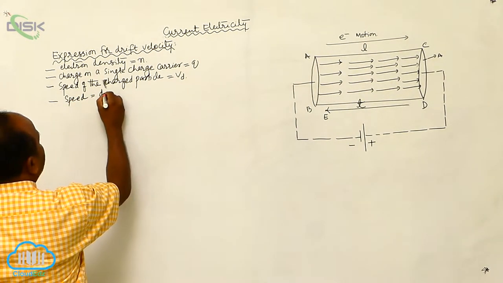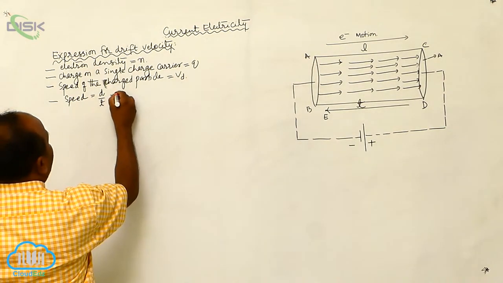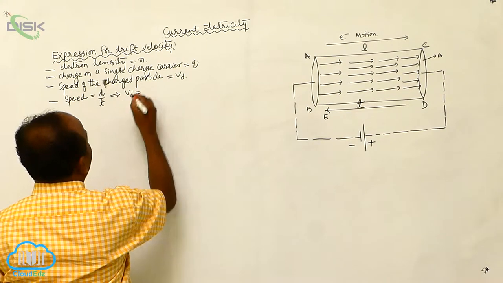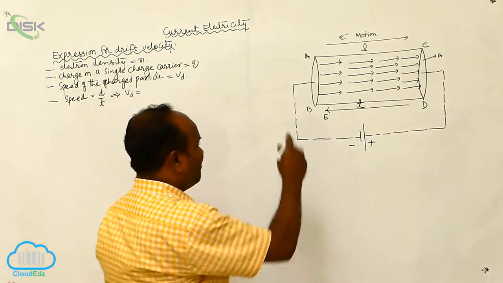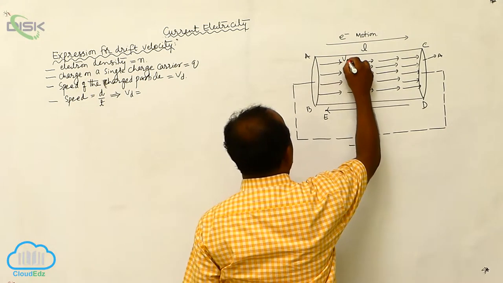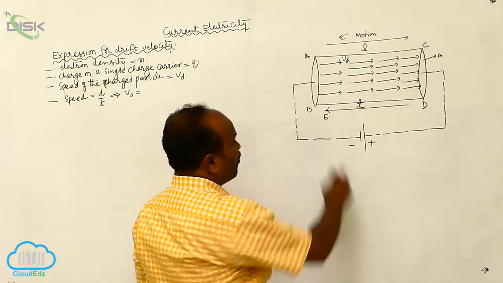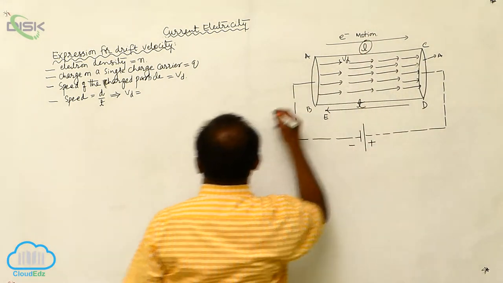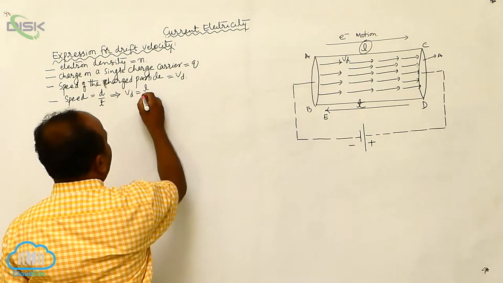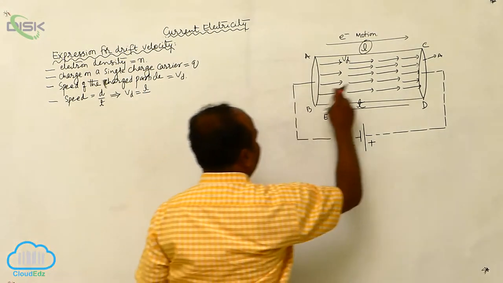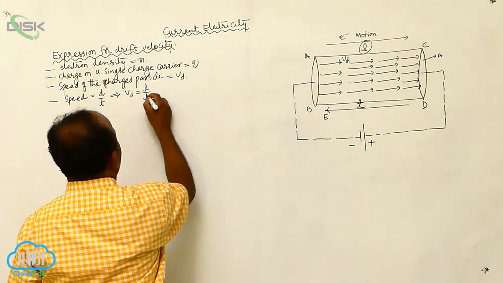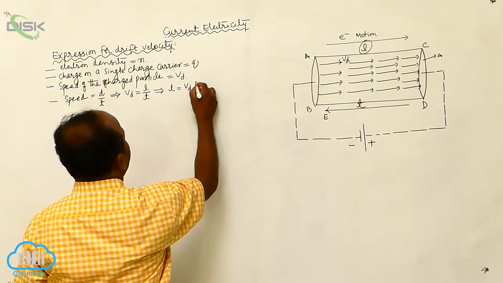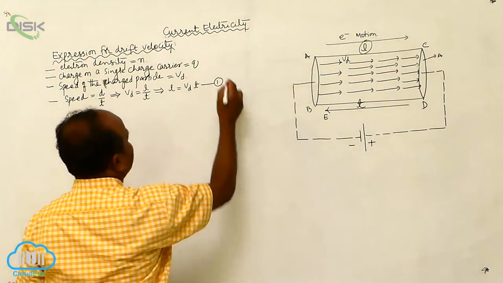Already we know that speed is equal to distance by time. Here the speed is the drift speed VD, which equals the distance traveled, L, divided by the time interval, T. Therefore, L equals VD into T. This is called the first equation.